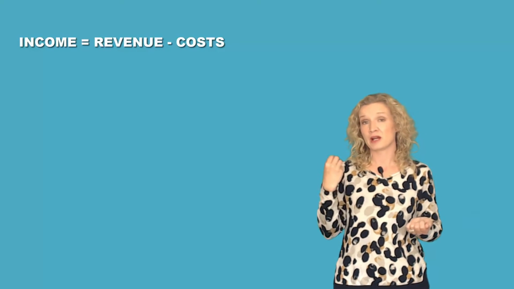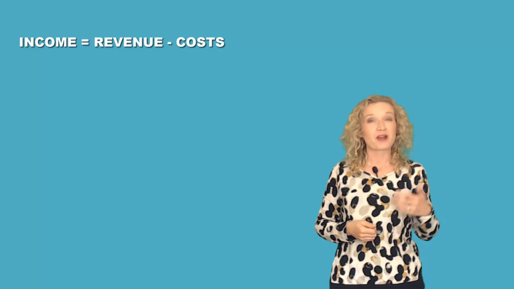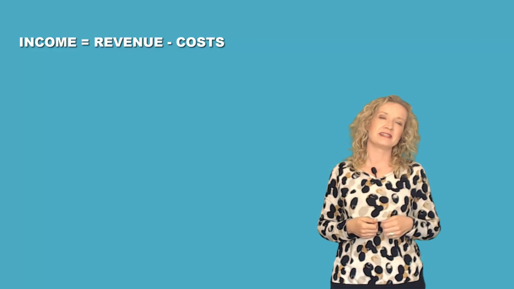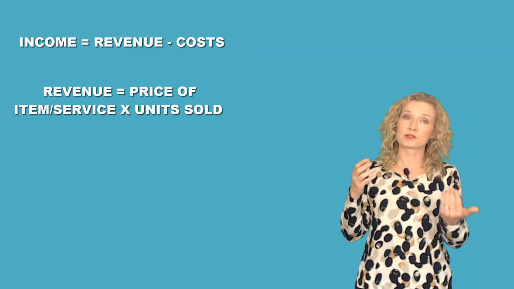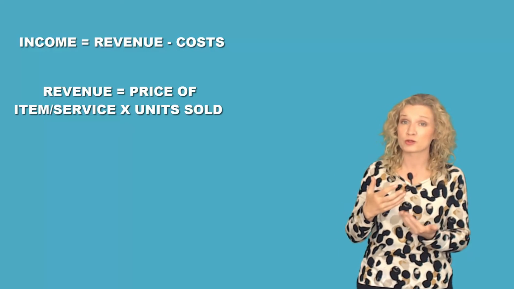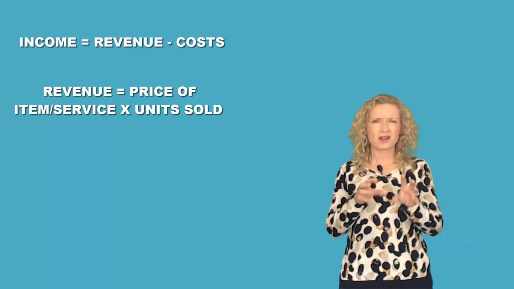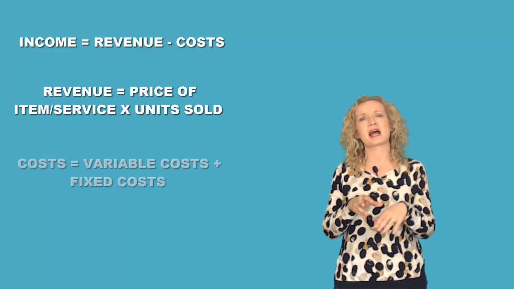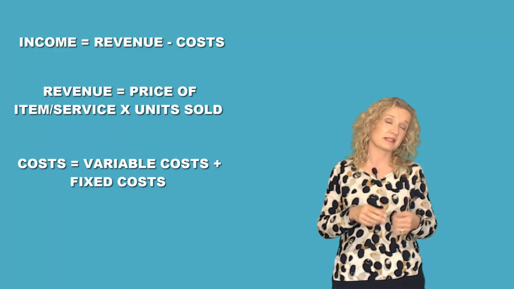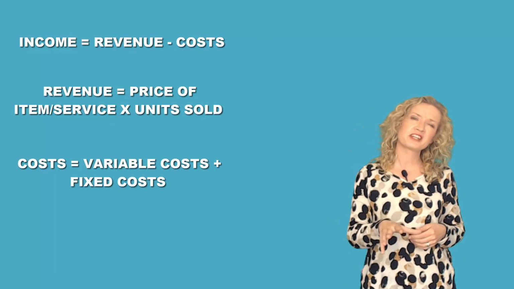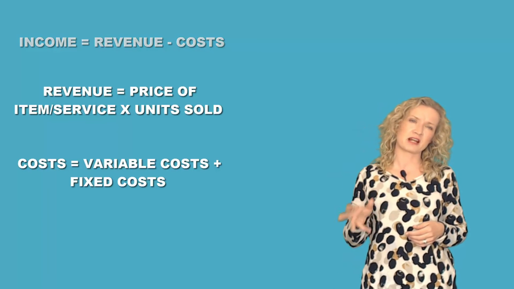Now, the finance equation is rather simple, and the finance equation basically says income equals revenue less costs. Now, revenue can also be calculated very easily, and it's basically the price of your item or your service multiplied by the volume units sold or your hours billed. And the costs can be calculated as well as variable costs, such as the cost of sales or labour based on output, plus your fixed costs, such as director salaries.